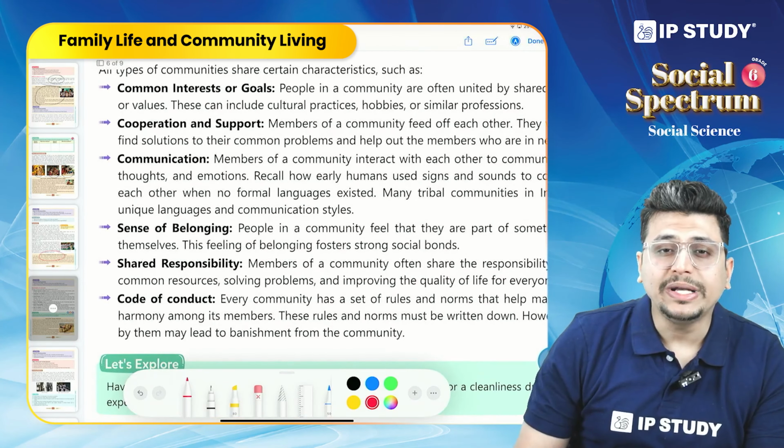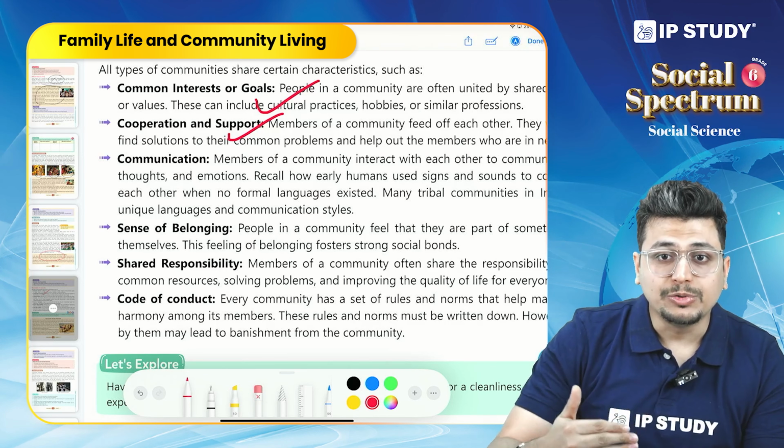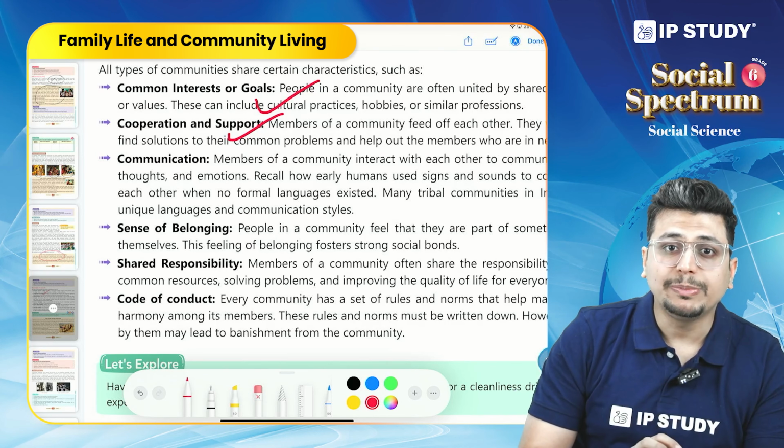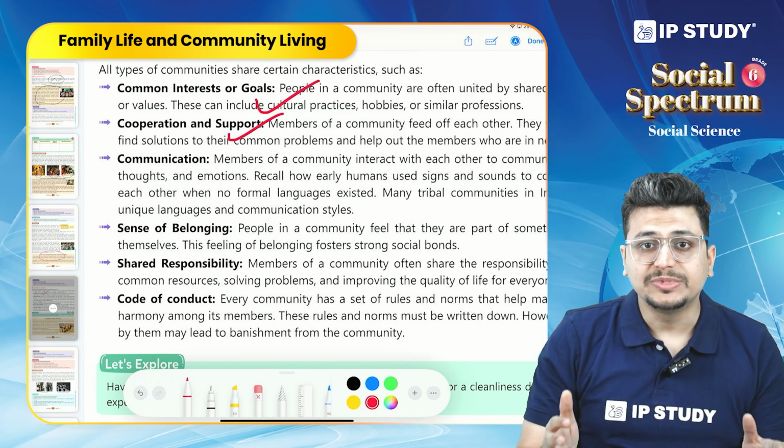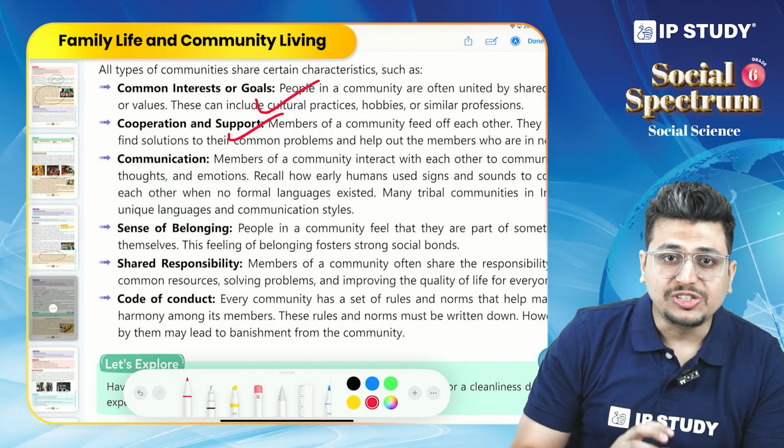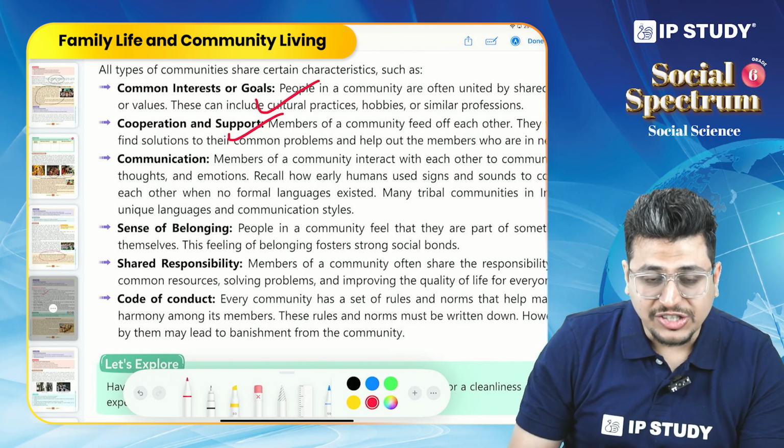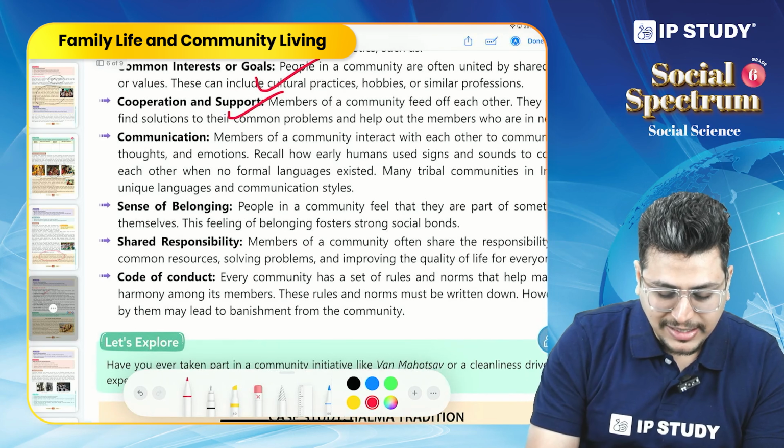Then there is support in a community. There is cooperation and support. So your family members, they help you, and if there is a problem in your neighborhood, everyone comes and helps out each other, or in your school as well. Whenever there is a common problem, all the students and the teachers come together and support each other. So that is cooperation and support.